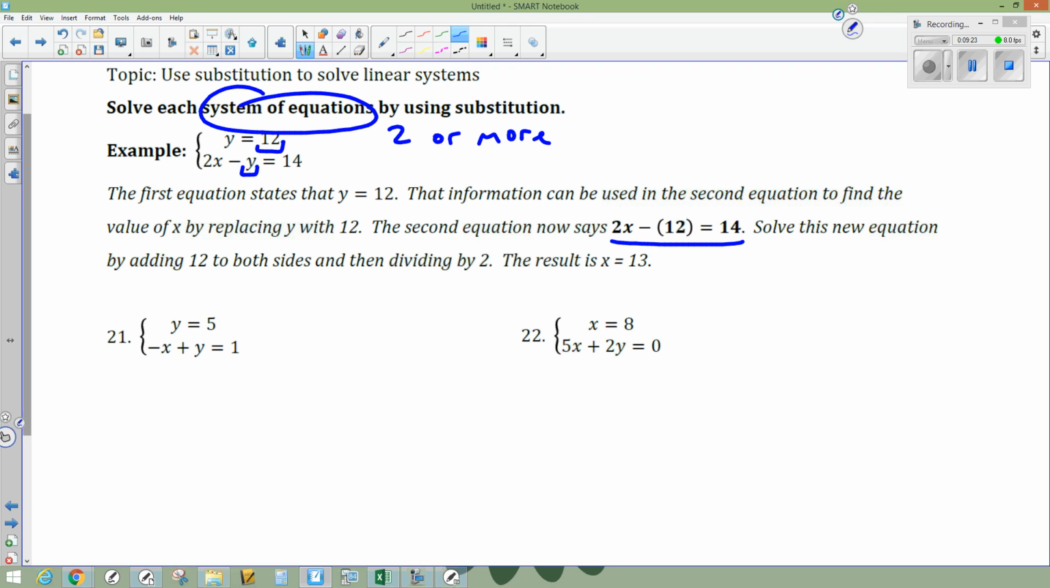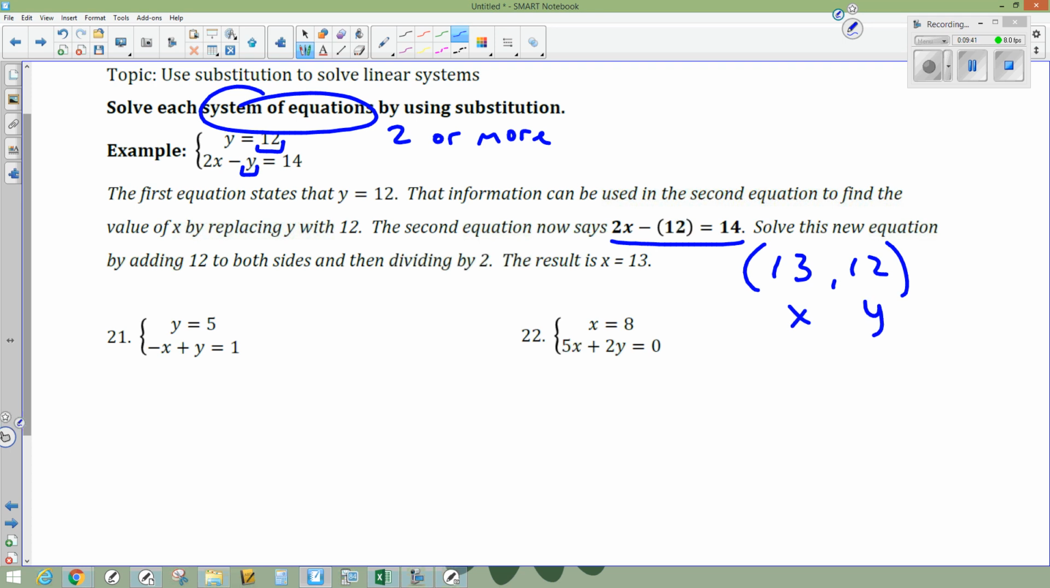Now, that's not the end of it. At that point, you would go back. Oh, we already know what y is, so that is the end of it. Sorry. And we'll write our answer as an ordered pair. It would be the ordered pair 13, 12, because ordered pairs are always x, y.